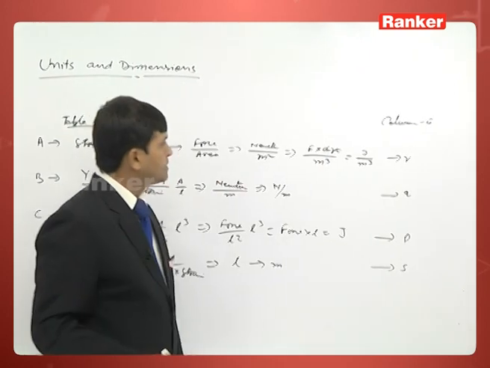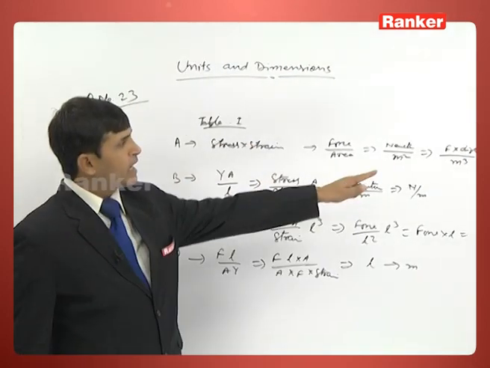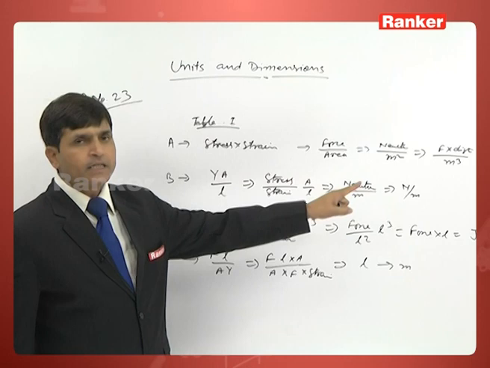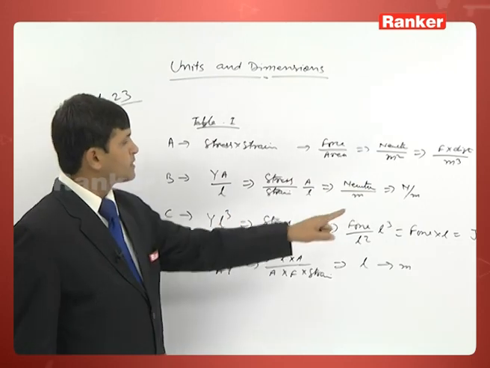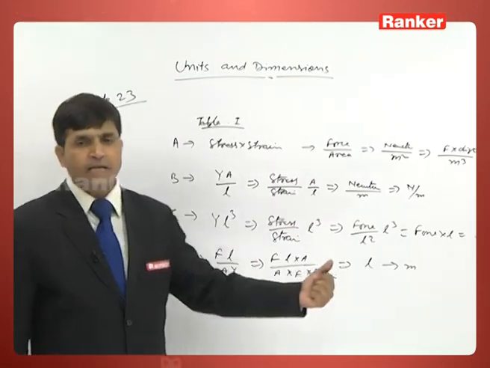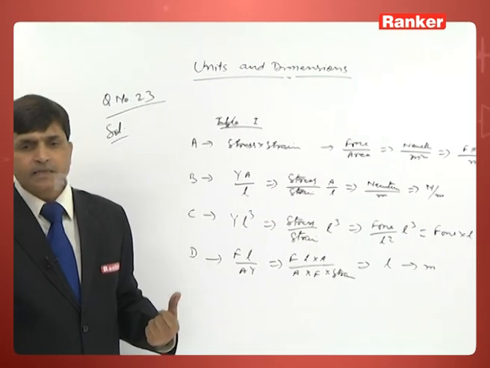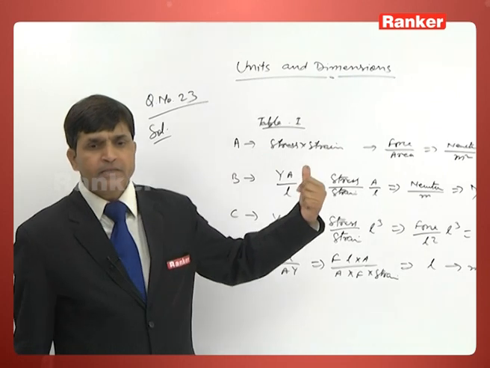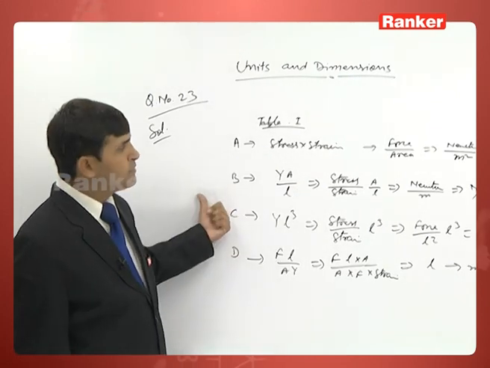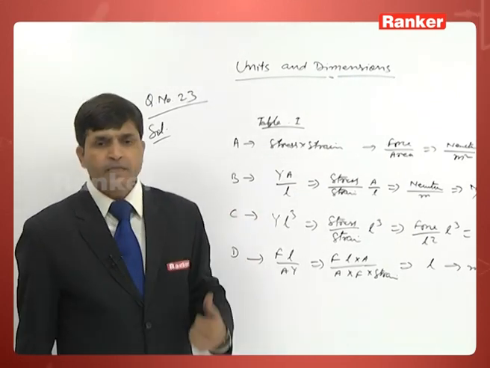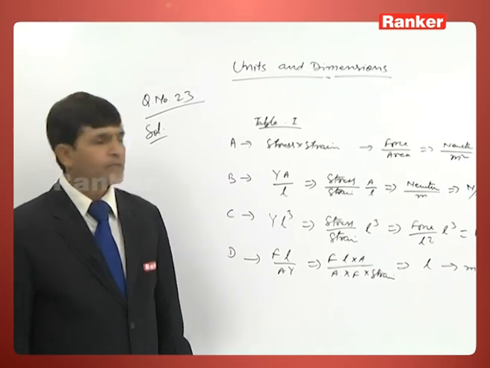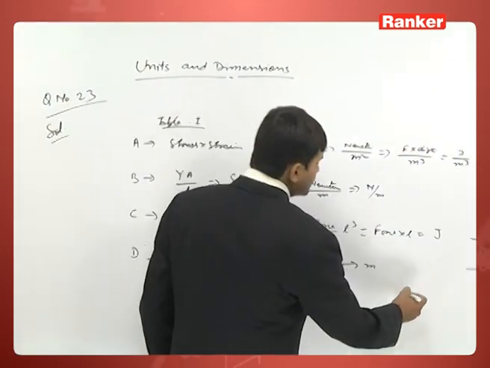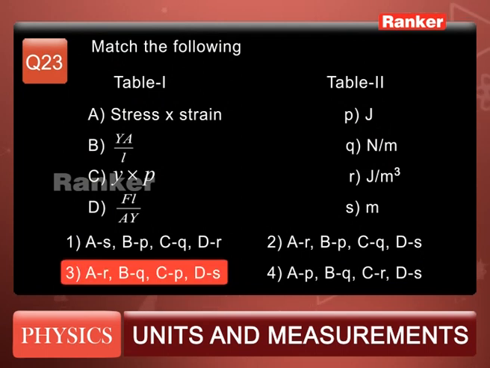So check it. A matches with R, B matches with Q, C matches with P, D matches with S, and this is the option. So see, check it. A with R, B with Q, C with P. So our correct option is option number 3. So hence third option is correct. So the answer we can write is the third option, which is the correct option.